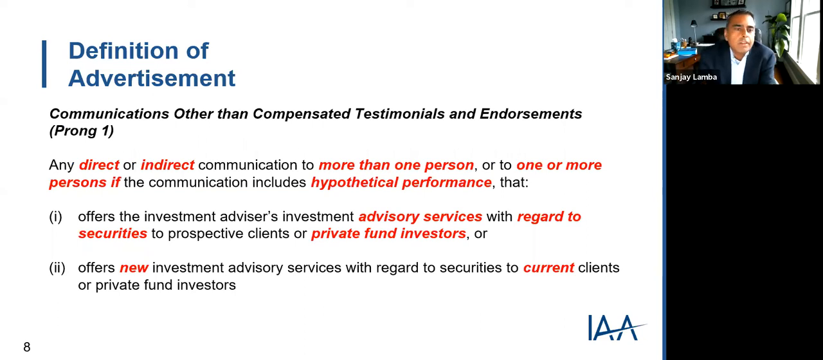Okay, so this slide talks about prong one of the new definition of advertising, which covers communications other than compensated testimonials and endorsements. As you can see from the slide, an advertisement is any direct or indirect communication to more than one person or to one or more persons if the communication includes hypothetical performance. A couple of key points here. We've highlighted some of the key words in red for you. So the words direct and indirect, what are they trying to get at there?